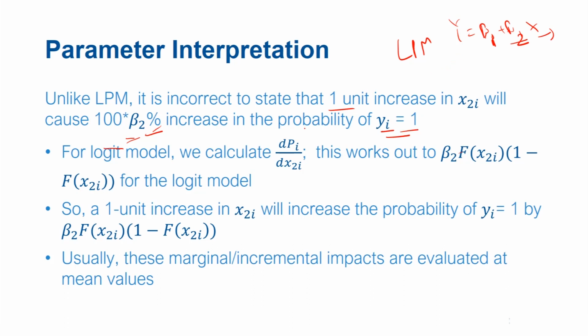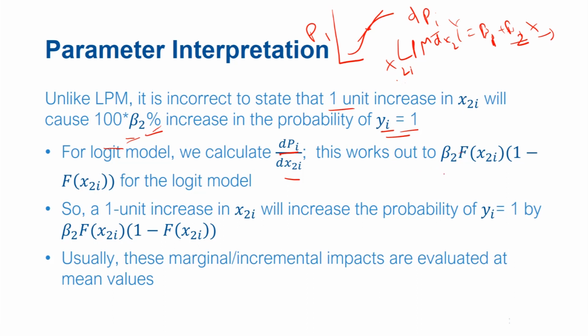This kind of statement we cannot make in the Logit class of models, and like we discussed a few seconds ago in the previous slide, this has to be calculated in this form: dpi upon d of x2i, which is nothing but the slope. Remember, at any point, we computed the slope. This slope represents, for a variable x2, dpi upon dx2, where on the y-axis we have pi, on the x-axis we have the x2i variable.